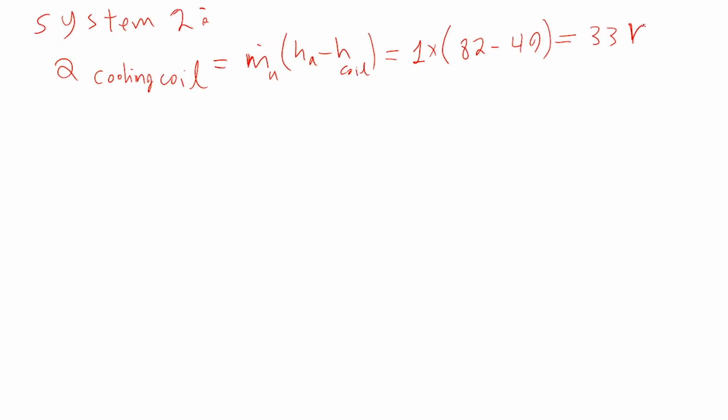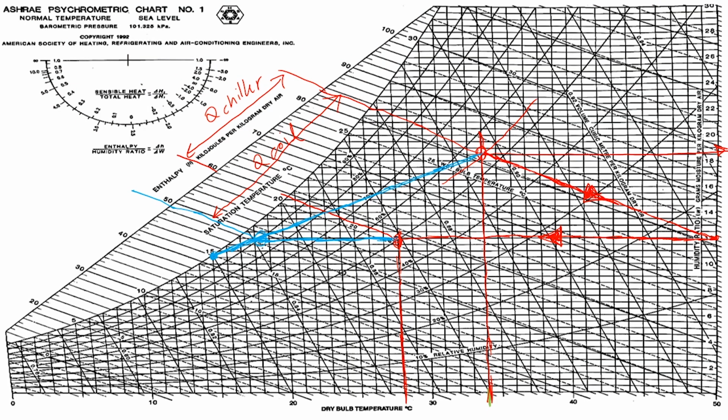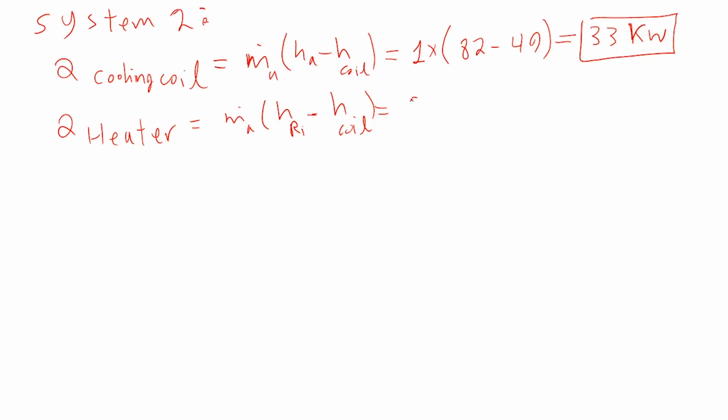Which will give us 33 kilowatt. The additional power required for the heater, we can see from the psychrometric chart. This is the heater. Enthalpy will be between 59 and 49, which will give us 10 kilowatt.